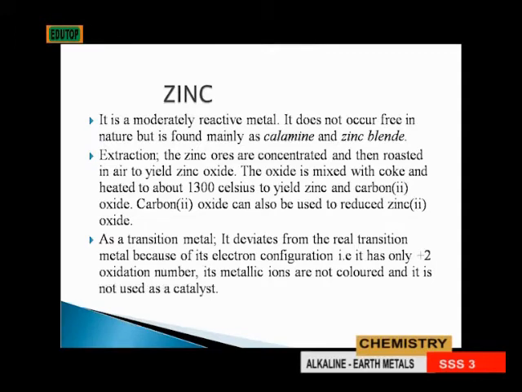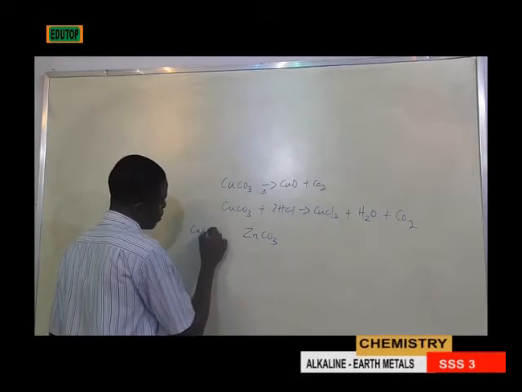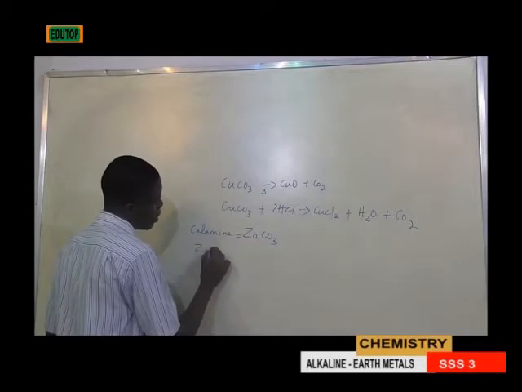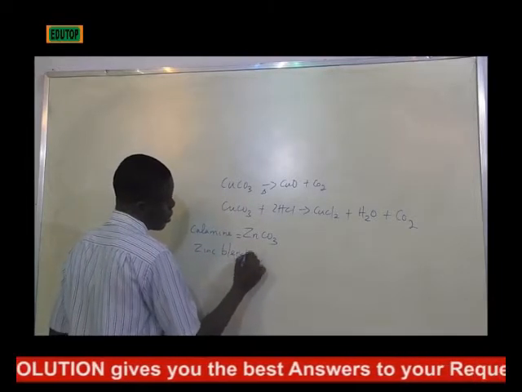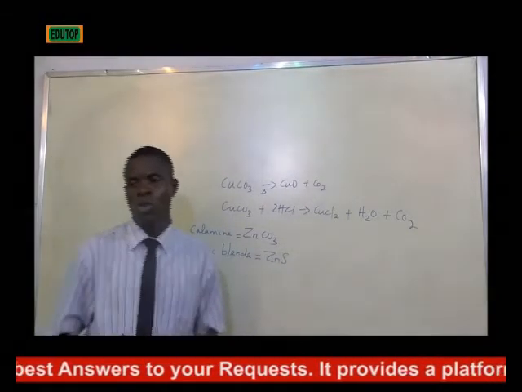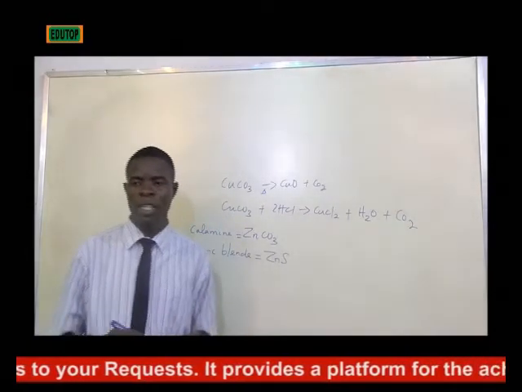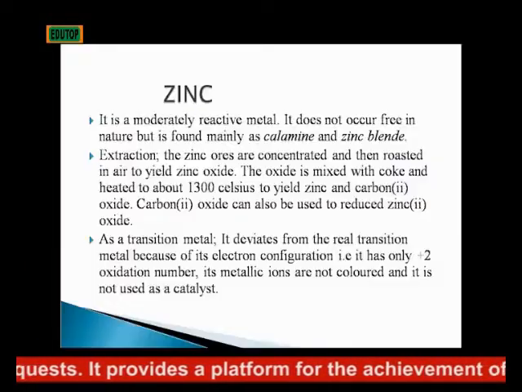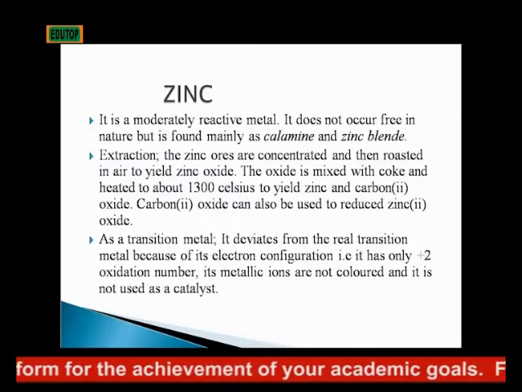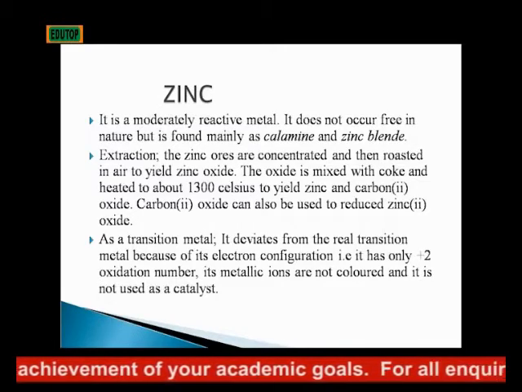Zinc. It is a moderately reactive metal. It does not occur free in nature, but it is found mainly in calamine and zinc blend. Zinc blend is ZnS, zinc sulfide. So those are the ores of zinc. Extraction: the zinc ore is concentrated and then roasted in air to yield zinc 2 oxide or zinc oxide.